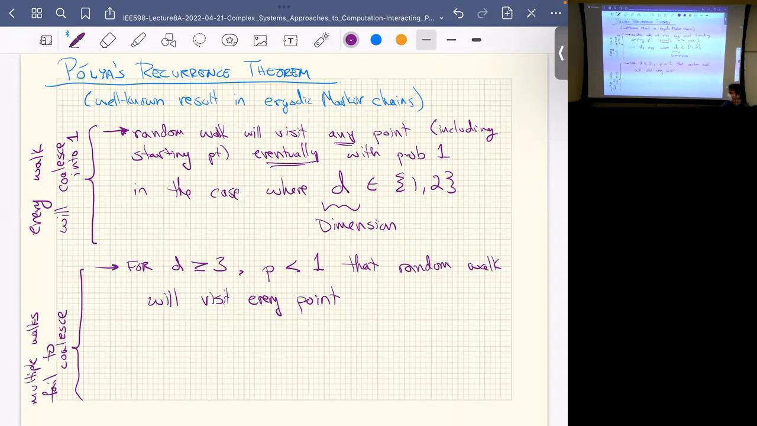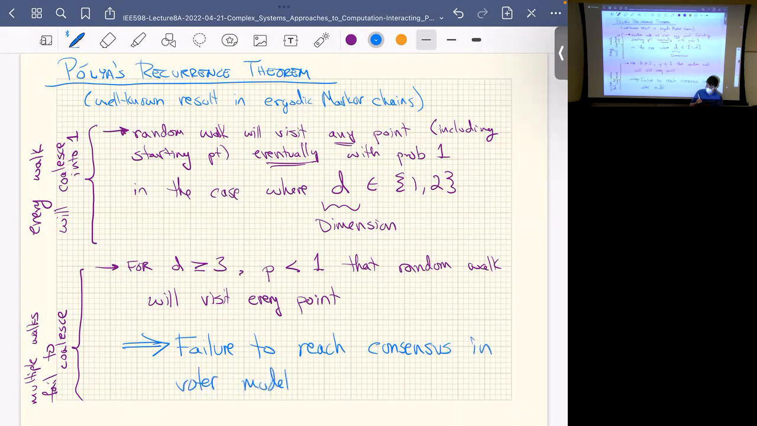So this, to me, is a really cool result, because what we're saying is that this implies you can have a failure to reach consensus in the voter model when the dimension is 3 or higher. So that fixation that we thought was just a natural property of evolutionary systems turns out to be related to the dimensionality of how neighborhoods are built. There's a topological feature here that can allow certain traits to escape being replaced by other traits.